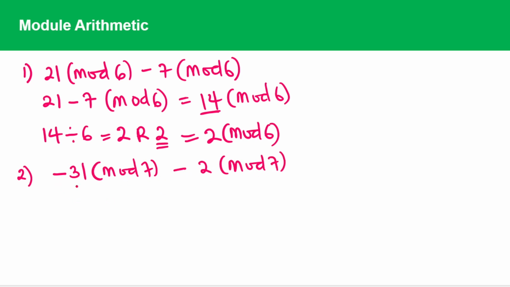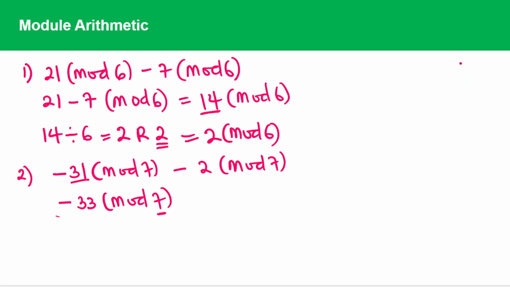Now if we subtract these two, we are going to have minus 33 mod 7. That's minus 31 minus 2. That will give us minus 33 mod 7. Now remember, we can't have a negative here. So what do we do? We have to turn this negative into a positive number. And how do we do that? By using multiples of 7 that are either equal to 33 or greater than 33.